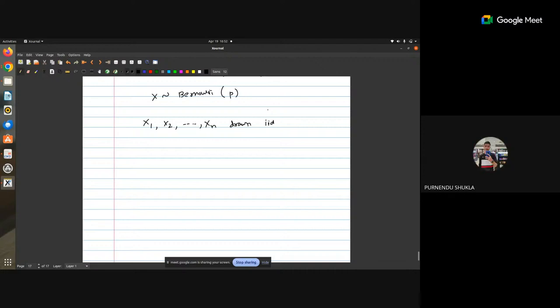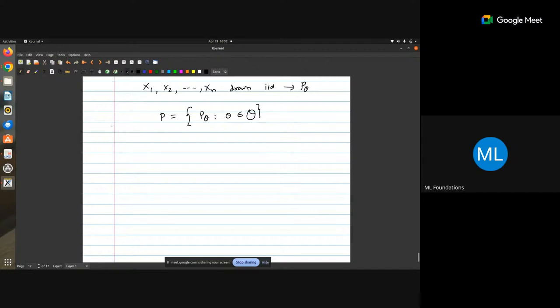X1, X2 are the random variables, or the samples, and they are coming from the same population, let's say P theta, where theta belongs to some parameter space, the big Theta. We need to estimate theta, because it is estimation. It is not the true value of theta, it is an estimate for the true theta.